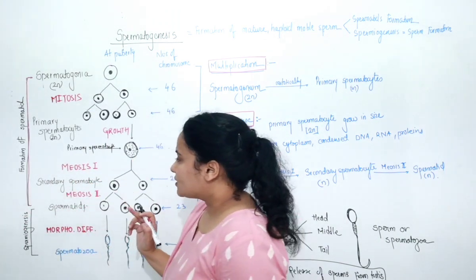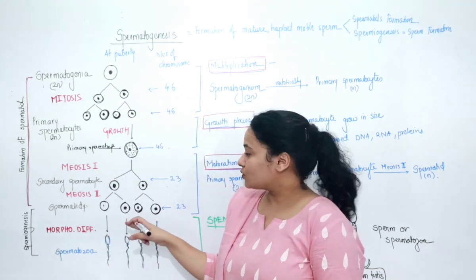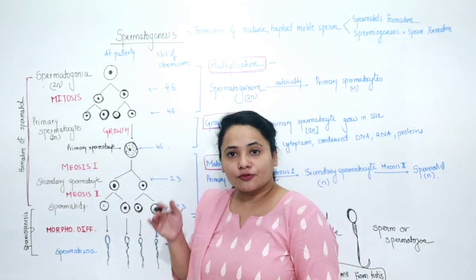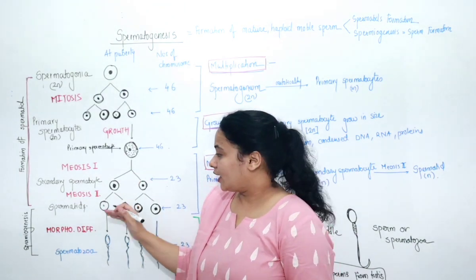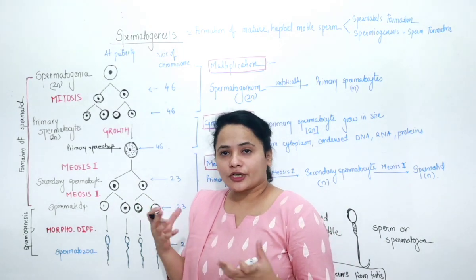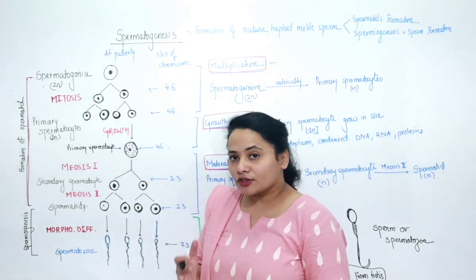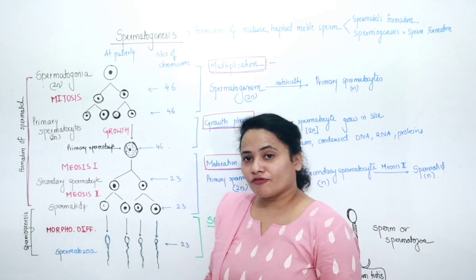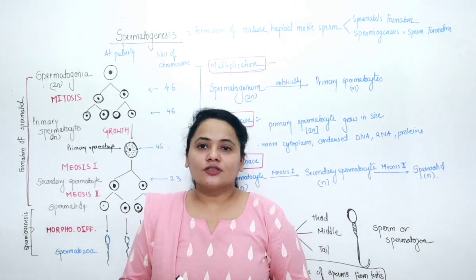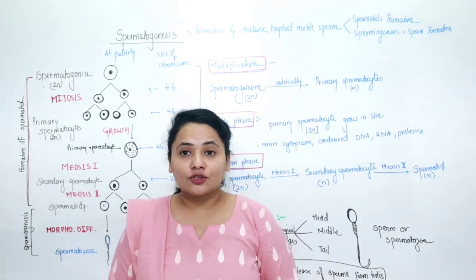It will undergo meiosis 1, and then secondary spermatocytes are formed, which are haploid, so the number of chromosomes will reduce from this point, which will further form spermatids, which are circular shaped cells, and that undergo morphological changes by spermiogenesis, and finally the spermatozoa are formed. So this is all about the process of spermatogenesis, that is formation of sperms.